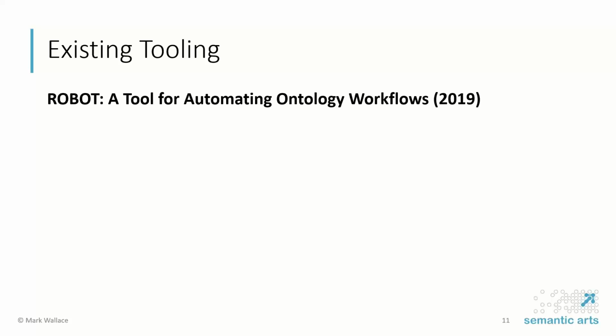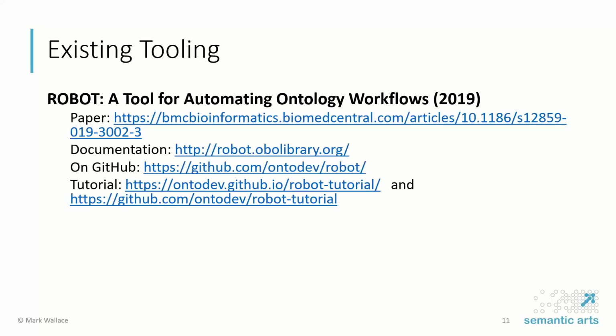Okay, let's talk about existing tooling. This all sounds great. Is any of this out there yet? So I want to tell you about a tool called ROBOT. ROBOT is a tool that came out and was put on GitHub in 2019. They call it a tool for automating ontology workflows.